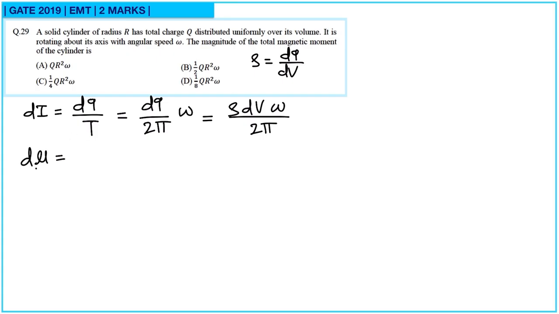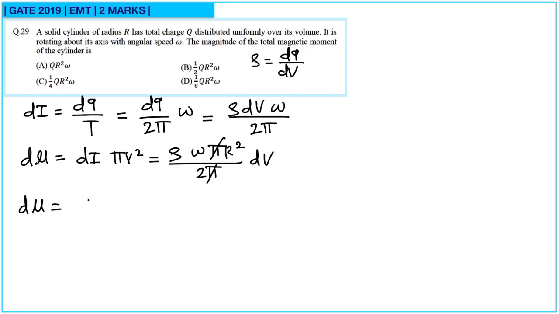Now because of this current, magnetic moment is equal to current into area, so into pi r square. So this will be equal to rho into pi r square, and this value we will substitute here. So rho into omega into pi r square upon 2 pi into dv. So this pi and pi will cancel. So dμ is equal to rho omega into r square upon 2 into dv.